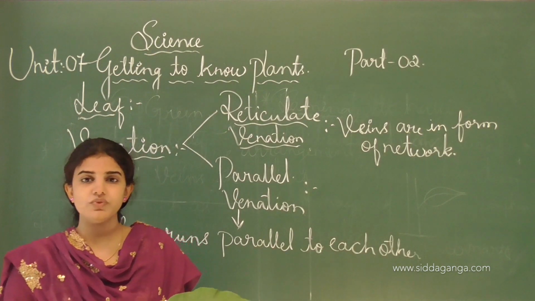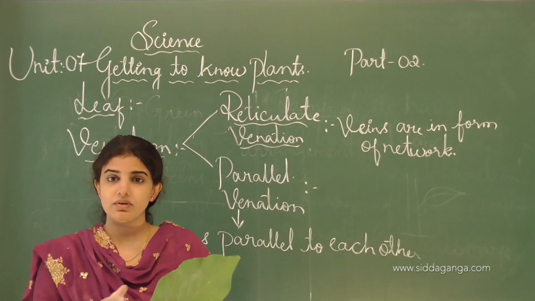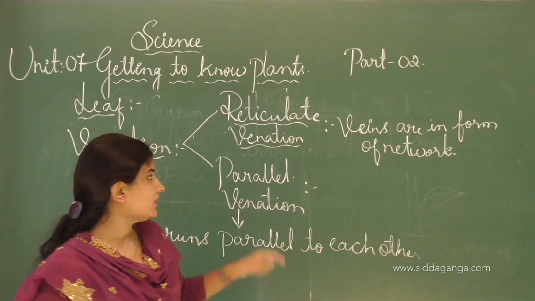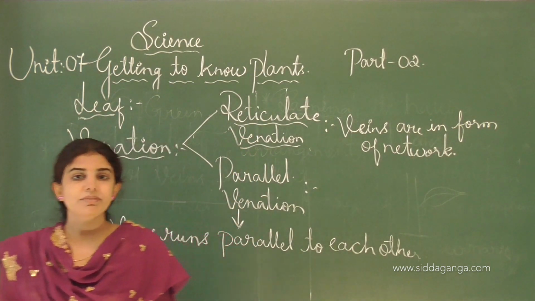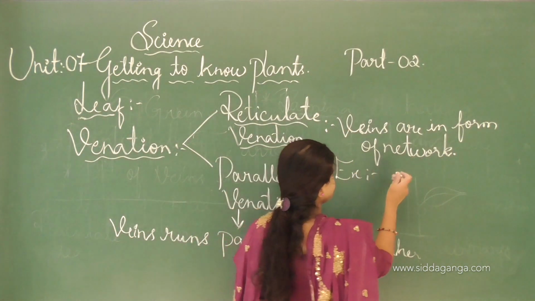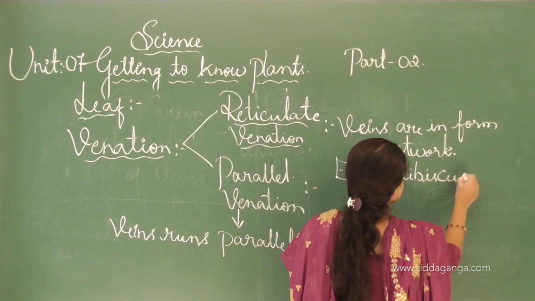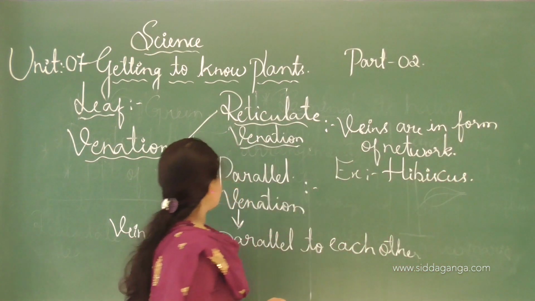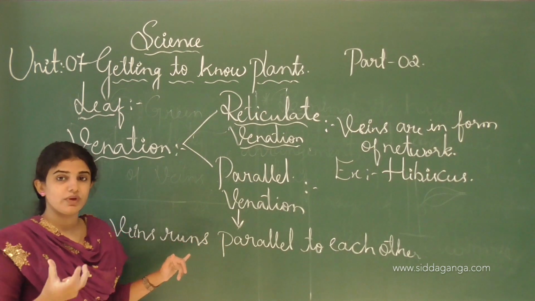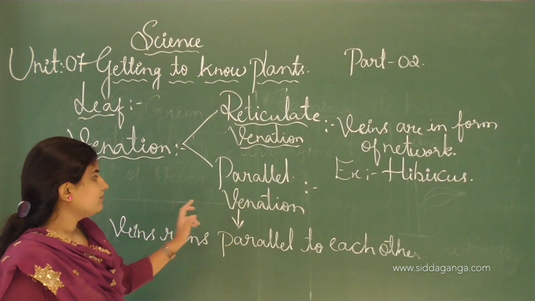Reticulate venations are those where the veins form a network. In network form the veins are present, and such a venation is called reticulate venation. Examples for reticulate venation are the hibiscus plant, daswala. And parallel venation: parallel venations are those where the veins run parallel to each other.